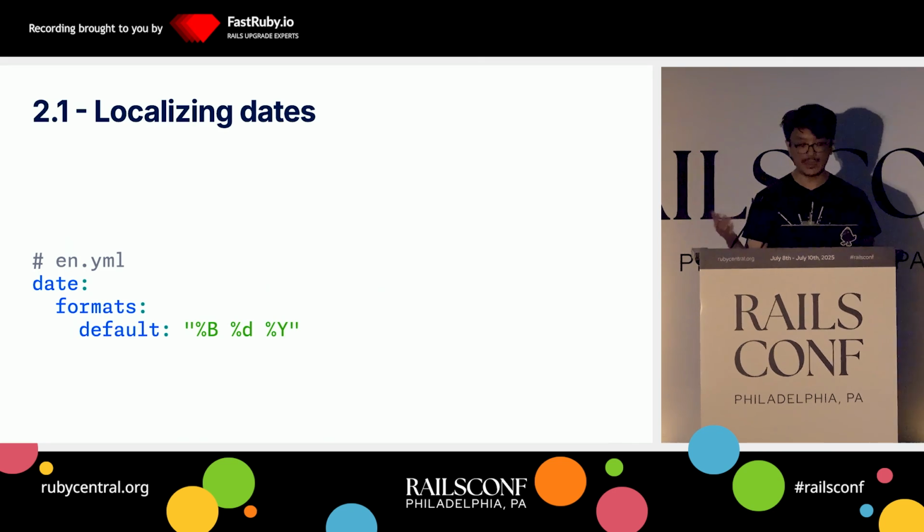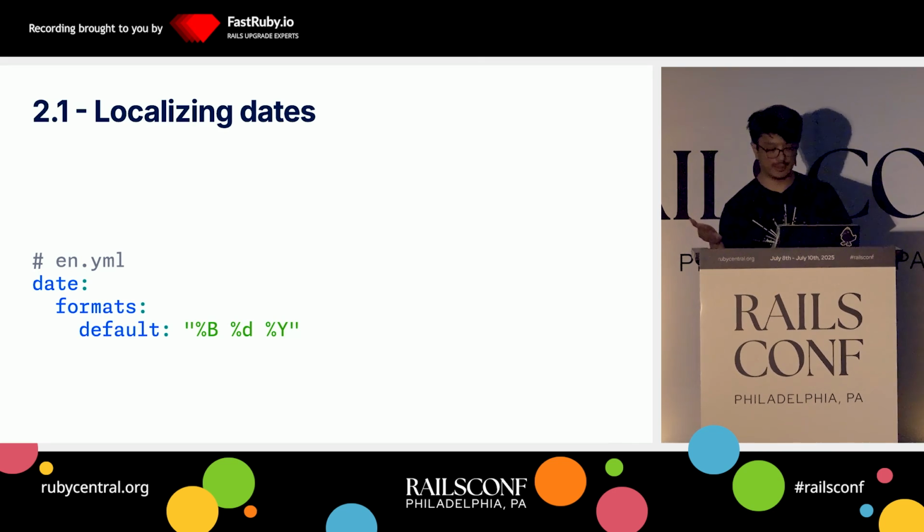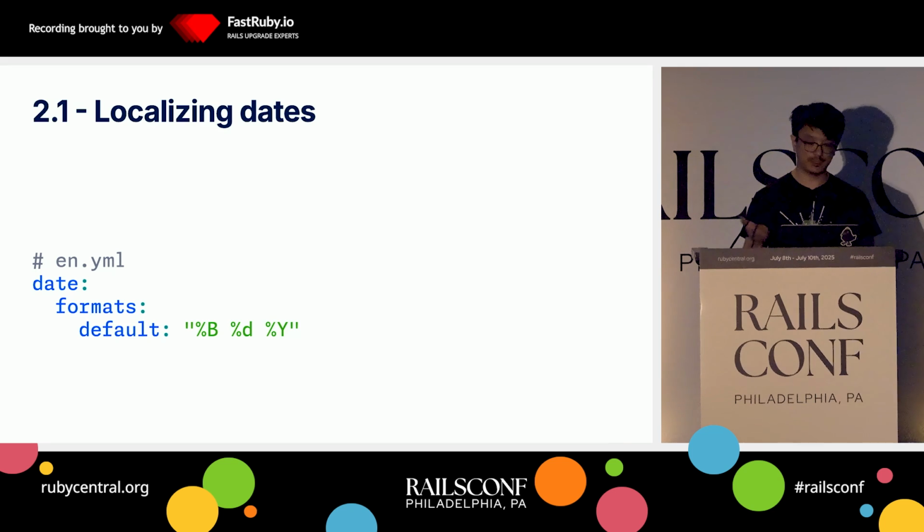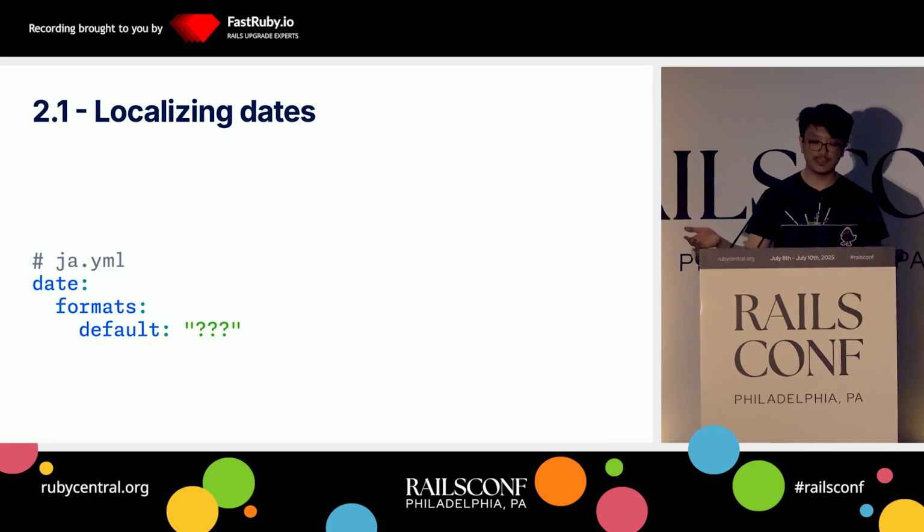But of course, we have to provide the formats. So let's go back to en.yaml, and we can enter in a default format for dates. There's also a possibility to define other named formats if you want, like a long format or a short format, or for some other specific purpose. But this leaves us with a question. How do we know what the date format should be for another language? What should we fill in here for Japanese?